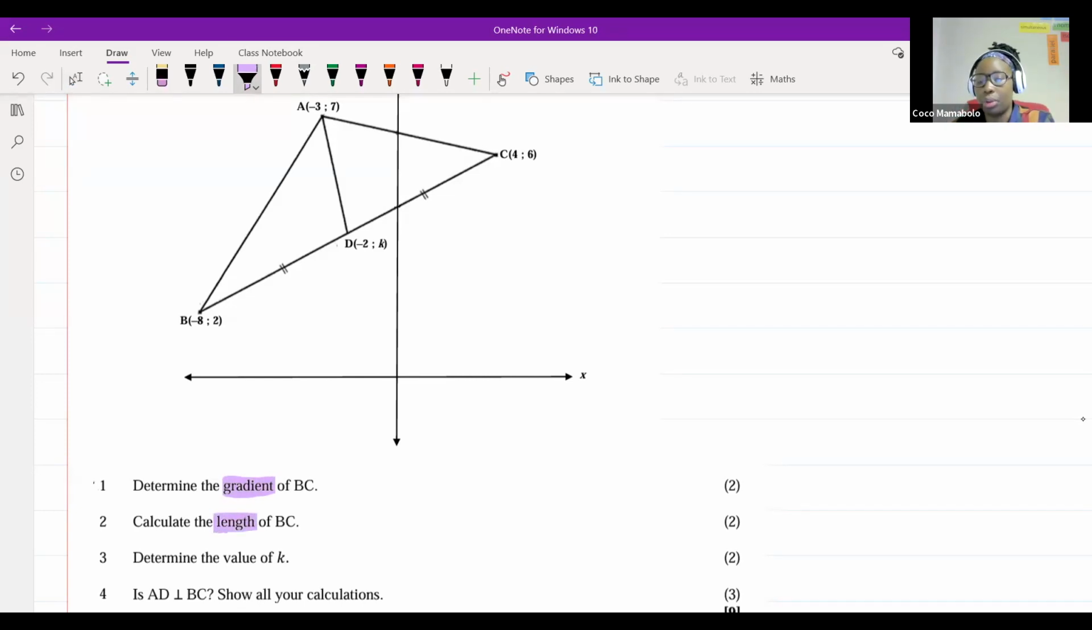Over here, where they say determine the value of K, I hope we can see from the drawing exactly what K is and what it represents. And then it says, is AD perpendicular, not parallel, is AD perpendicular to BC? Show all calculations. And remember, once you're done, you must answer the question. You must also say yes or no. So I will give you guys 7 minutes to answer these 4 questions.